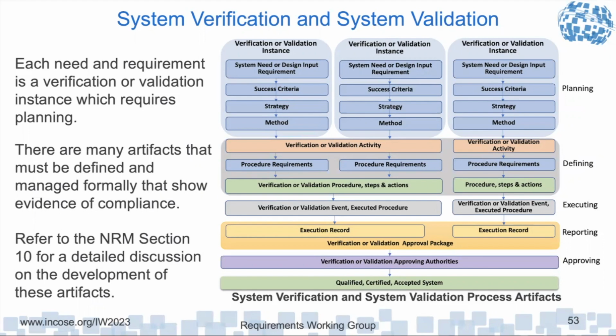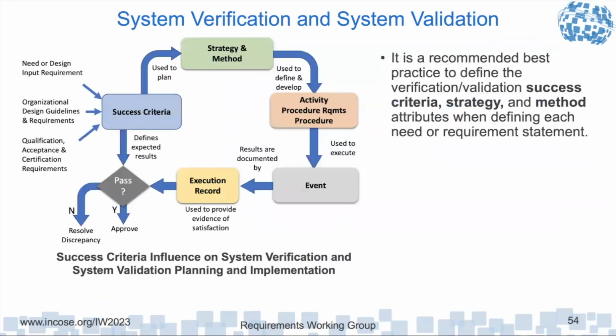A big thing here, I talk about the success criteria, strategy, and method. It's a recommended best practice when you define any requirement, but especially for the standards and regulation requirements. The success criteria is used to plan what strategy and method you're going to use, and that's going to define a specific verification validation activity, which is implemented through procedure requirements, which is implemented through a verification and validation procedure, which contains individual steps and activities that are executed during a verification validation event. And the result of that is documented in an execution record, which is used to provide the evidence of satisfaction.